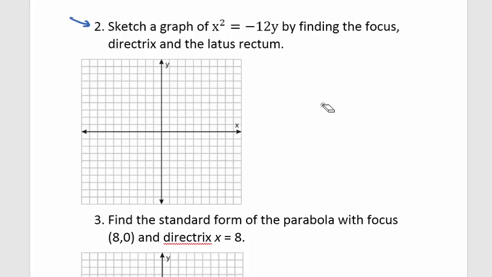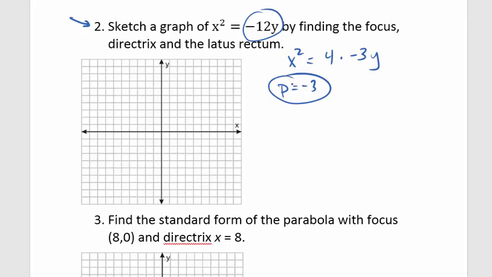Okay, in order to sketch this graph using the focus, directrix, and latus rectum, the first thing I'm going to have to do is figure out the value of p. So what I want to do is come up to my equation here, and factor a 4 out of here. That will help me figure out what p is. So let's look at my equation now. X squared equals 4 times negative 3y. So this tells me then that my p-value is negative 3.